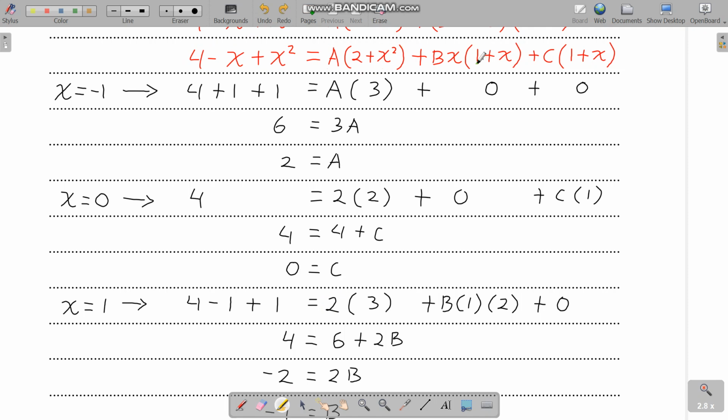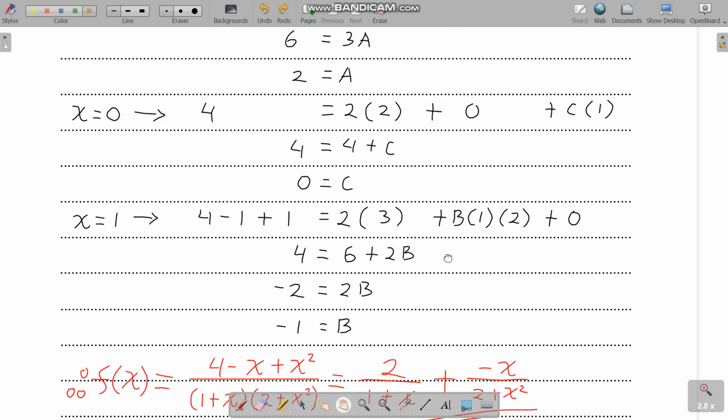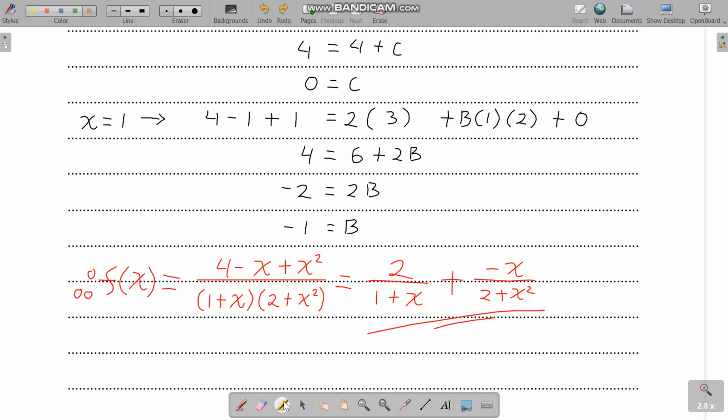And if you plug in 1, we get 1 times 2 times b, we don't know the b yet. And when we plug in 1, we get 2 times c, we already know the c is 0, so this will be just 0. And we can find the b. So after you solve everything here, cancel out, and this is 6, you get the value of b.